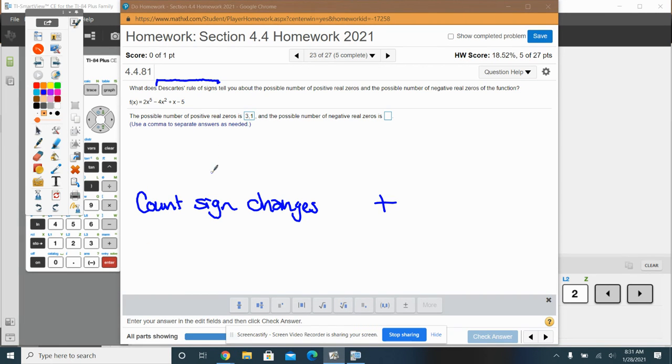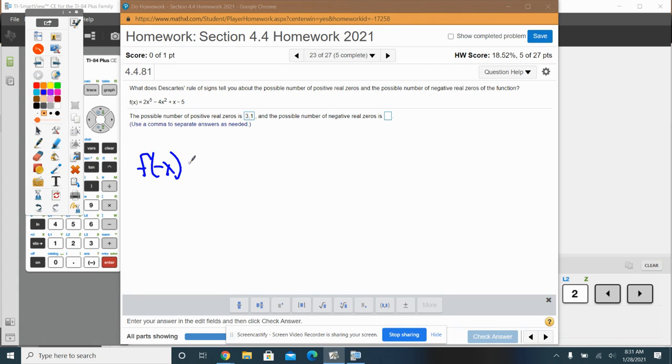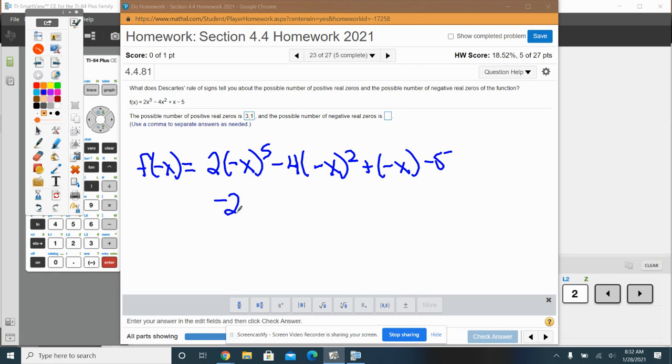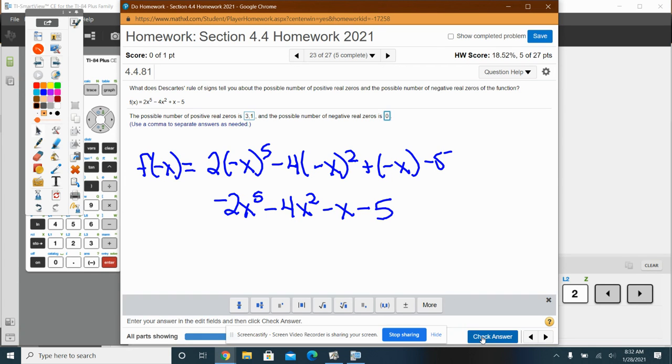Now, how about to do the negatives? The negatives is the one that's trickier because you actually have to do f of negative x and then count the sign changes. So this will be 2 times negative x to the 5th minus 4 times negative x squared plus negative x minus 5. So there's an odd number of negatives, so that's negative 2x to the 5th. This will be positive, but there's a negative there, so that's a negative 4x squared minus x minus 5. So there's no sign changes here, none at all. It is negative the whole way across. So since there's no sign changes, there's no way there will be any negative real zeros.